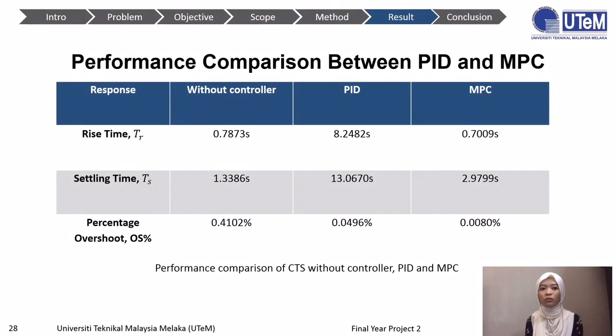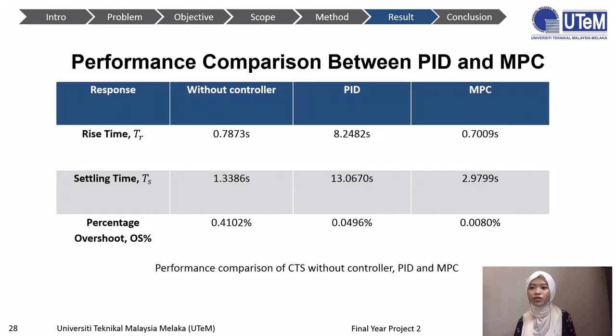This is the performance comparison of step response characteristics of the coupled tank system without controller, PID controller and MPC controller. First, for rise time, as we can see, the MPC controller has the fastest rise time, which is 0.7009 seconds. Next, for settling time, the system without controller is much faster, at 1.3386 seconds, and PID controller has the slowest, which is 13.067 seconds, and MPC has 2.9799 seconds.